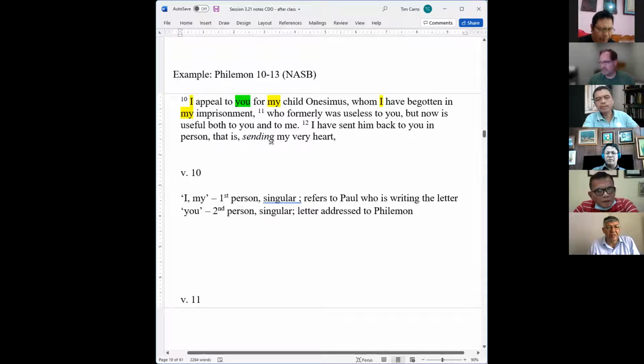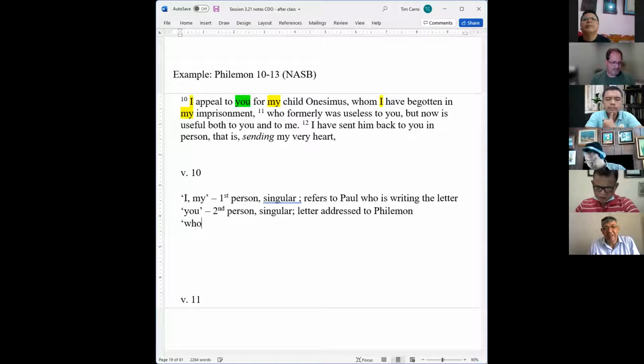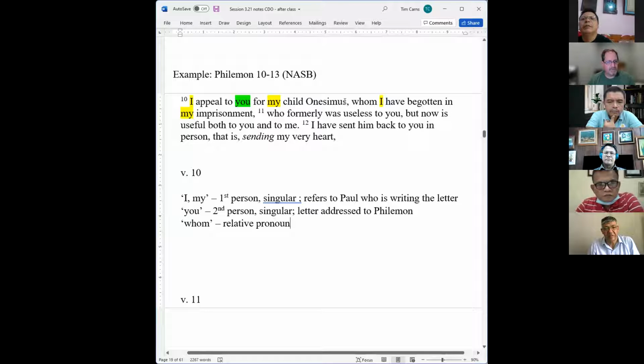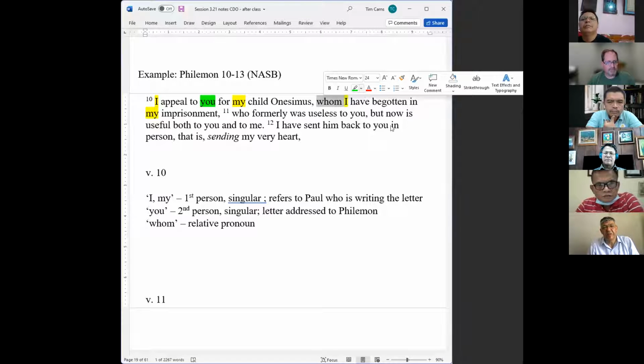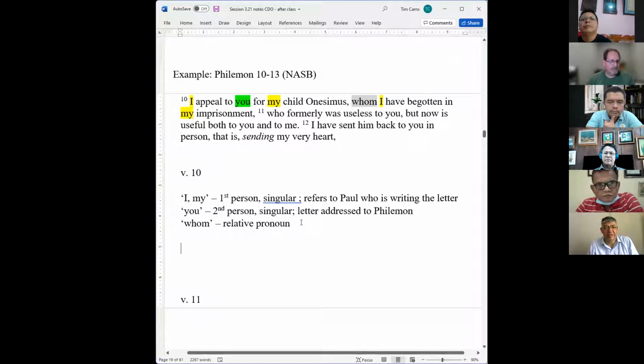I think there's one more in verse 10. Onesimus. Whom. Good, whom. That's a relative pronoun, but it is a pronoun. I just wanted to see if you guys were paying attention there. Whom. Okay, and who does that refer to here?